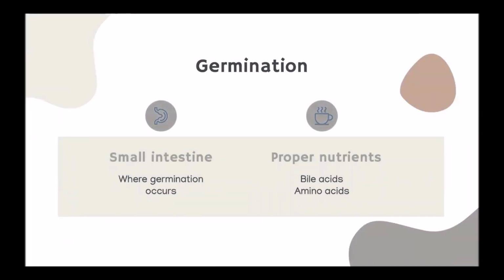When C. diff enters its host, it navigates through the acidic environment of the stomach and then travels to the small intestine where it germinates. For germination to occur, germinants and the proper nutrients must be present in the environment. Bile acids, along with glycine and other amino acids, trigger the germination of C. diff spores. Glycine and the other amino acids act as co-germinants.